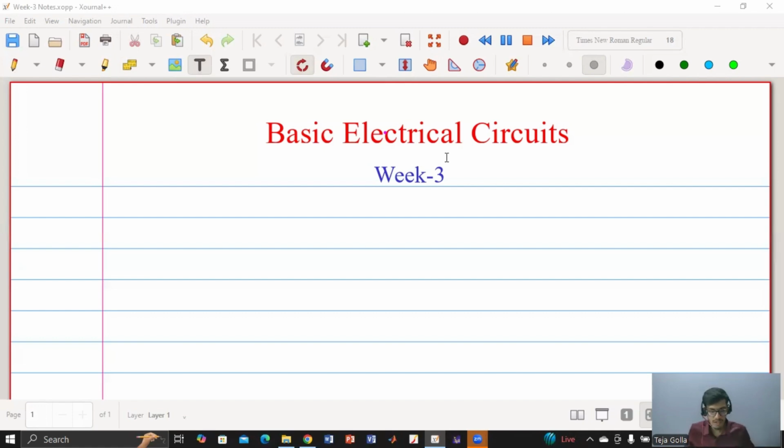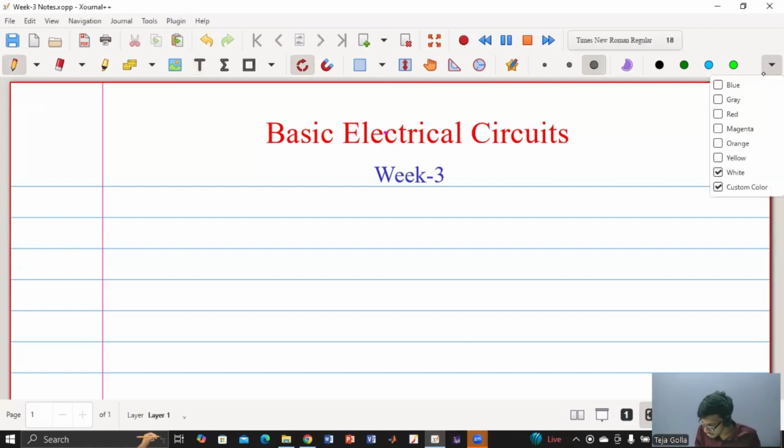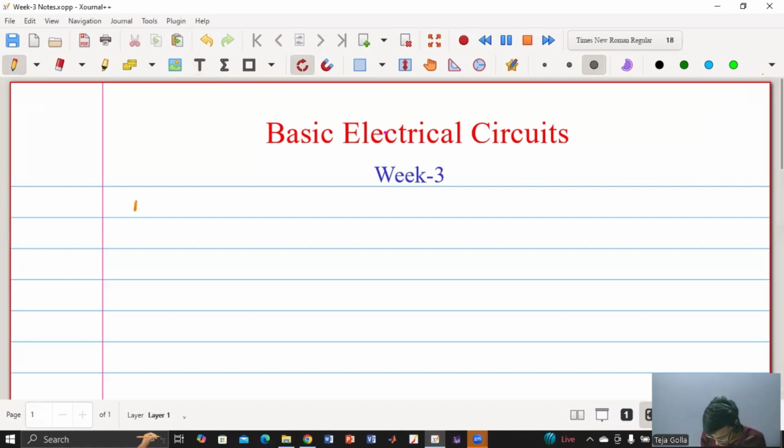So I'll start with power and energy in any element. You're able to see my screen, right? Hello. Yes, we can see the screen. Okay, thanks.